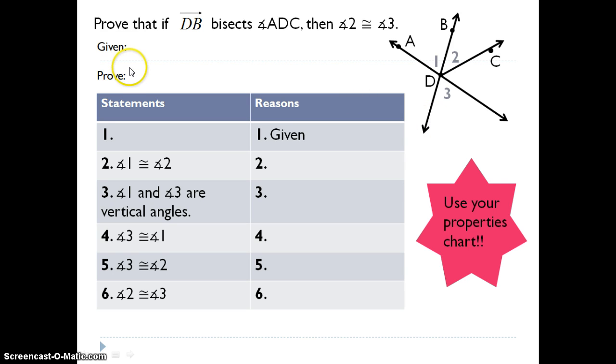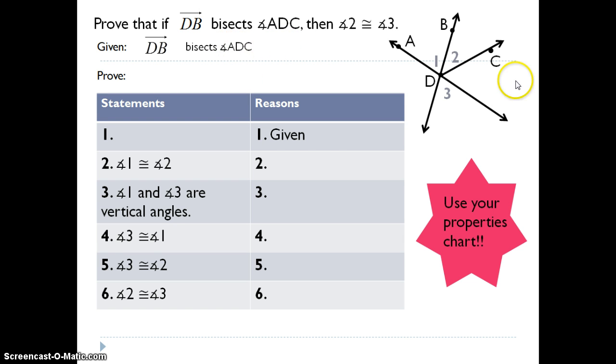Our last proof. Prove that if ray DB bisects angle ADC, then angle 2 is congruent to angle 3. So first I'm going to fill in what my given statement is, because right now this isn't in the form of given and prove. So let's go ahead and do that. So it says that if DB bisects angle ADC, this part right here is going to be my given statement, that DB bisects angle ADC.